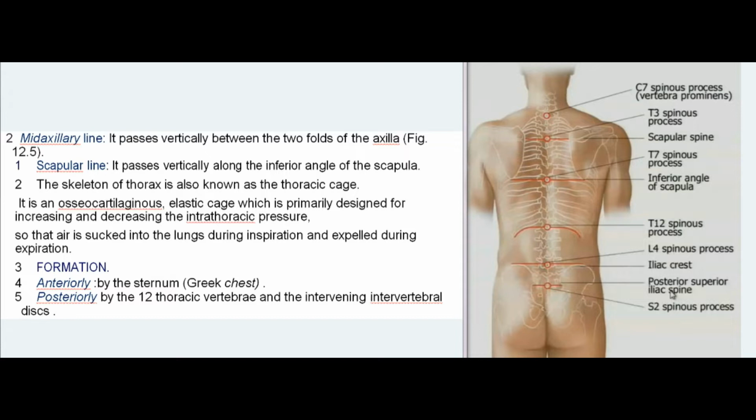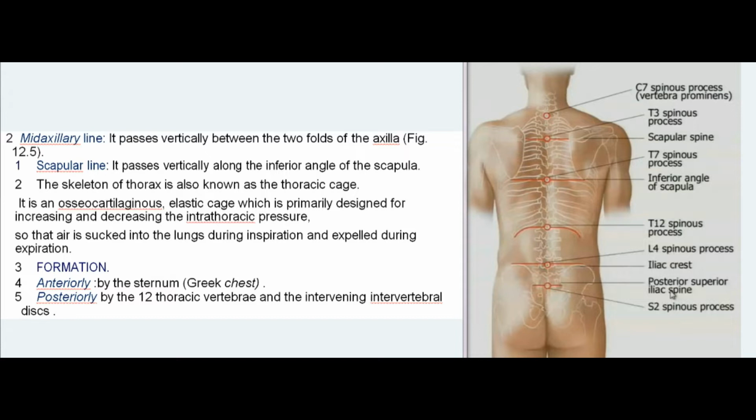The skeleton of the thorax is also known as the thoracic cage. It is an osteocartilaginous, elastic cage which is primarily designed for increasing and decreasing the intrathoracic pressure, so that air is sucked into the lungs during inspiration and expelled during expiration.